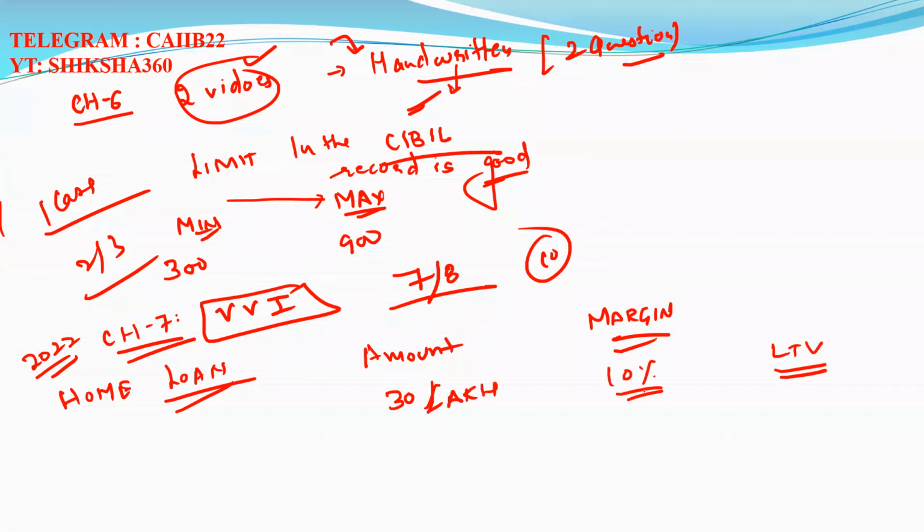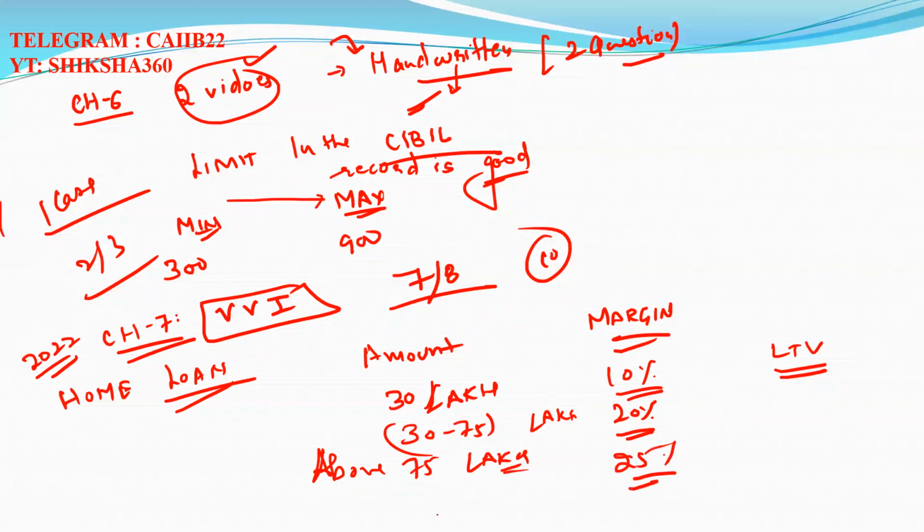And second one, 30 to 75 lakh. What is the margin? 20%. Margin here is to be 20%. And above 75 lakh, margin is to be 25%. Margin is to be 25%. Okay, not 30%, it is to be 25%.